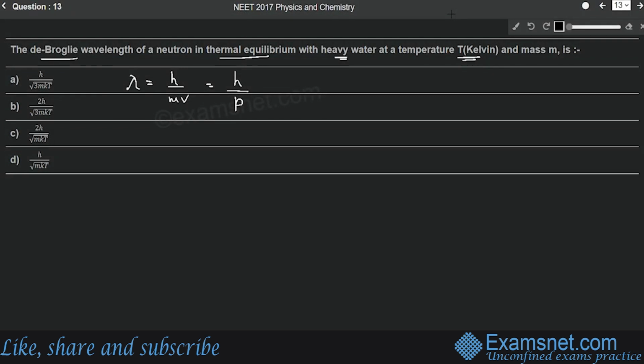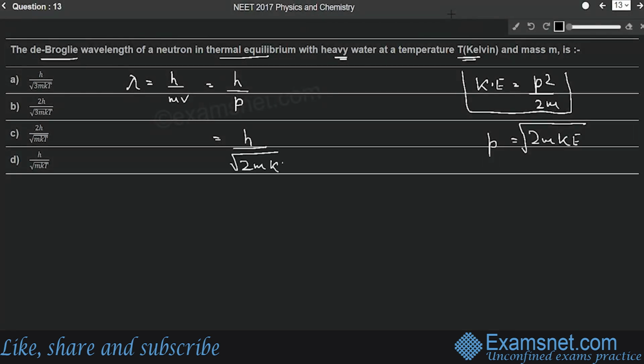Now we know that kinetic energy is equal to p square upon 2m, where p is the momentum. So in terms of kinetic energy, what will be the value of momentum? It will be the root of 2mK, under root 2mK. So in place of momentum, we can write this. So it will be h upon under root 2mK.